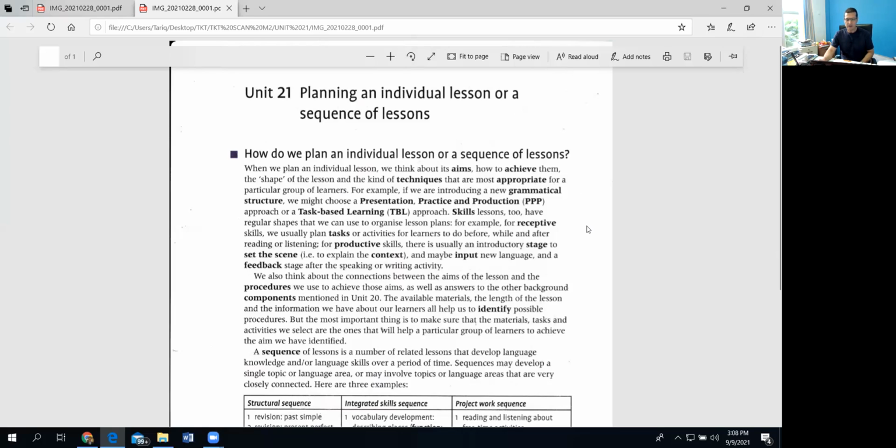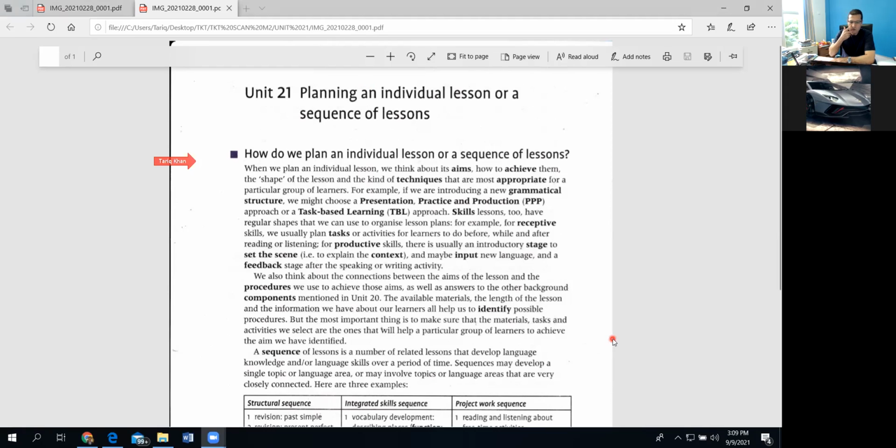So Unit 21, planning an individual lesson or a sequence of lessons. You have to understand it because it is part of the lesson planning which we discussed last week. Answers to that we will discuss once we finish the class. So the previous lesson worksheet answers we will discuss. How do we plan an individual lesson or a sequence of lessons?